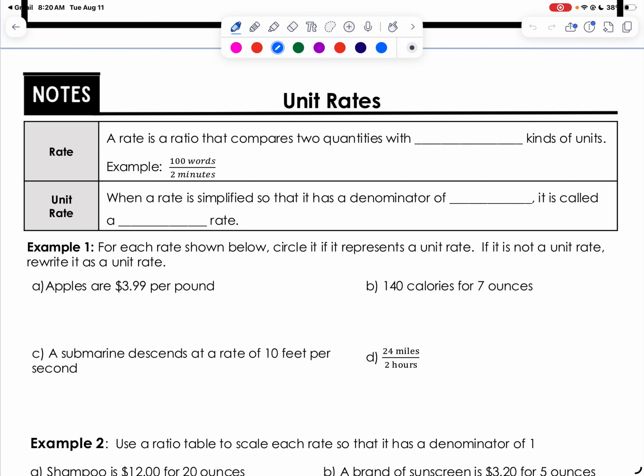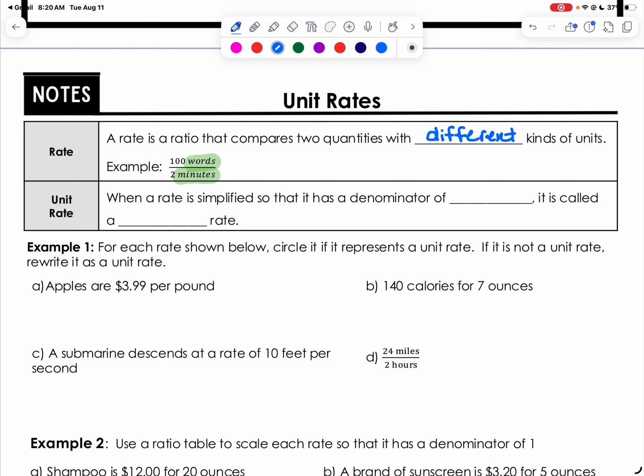In today's lesson, we will be exploring unit rates. Before we do, let's review what a rate is. So a rate is just a ratio that compares two quantities with different kinds of units. So an example of a rate might be 100 words in 2 minutes. So notice our units in the numerator is words, and the units in the denominator is minutes. So we're comparing two different kinds of units in this rate.